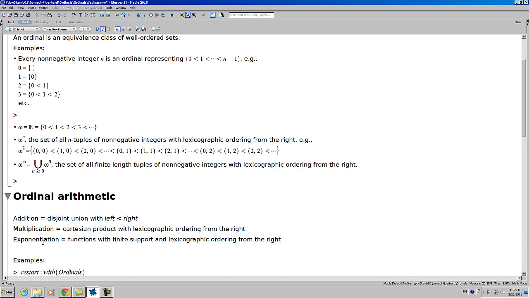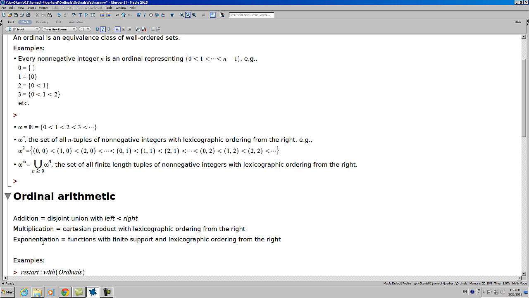Beyond addition, we can talk about multiplication of ordinals. So the product of two ordinals is just the Cartesian product, again with the lexicographic ordering from the right. And exponentiation, we've already seen an example. The standard definition of exponentiation of sets is you would consider all functions from the set that's in the exponent to the set that's the base. But the difference here with ordinals is you only consider functions with finite support, meaning with finitely many elements that are non-zero. And again, we consider lexicographic ordering from the right. So here are some examples.